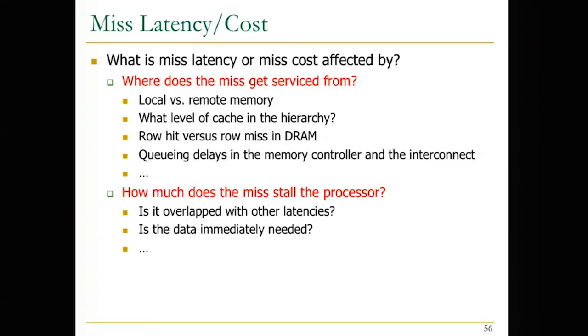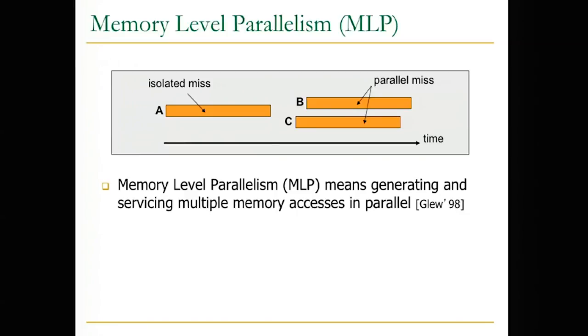So let's take a look at this notion of memory level parallelism, because that's really important in today's systems. That basically deals with the notion of overlapping of miss latencies. So this is a pictorial depiction. This is an isolated miss. This is time. This is an isolated miss that the processor is waiting for. And these two misses, a good chunk of their latencies are actually overlapped, as you can see. These are called parallel misses. So memory level parallelism is the notion of generating and servicing multiple memory accesses in parallel. This is a beautiful one-pager paper that defines it, actually. It's going to be referenced later on in this lecture.